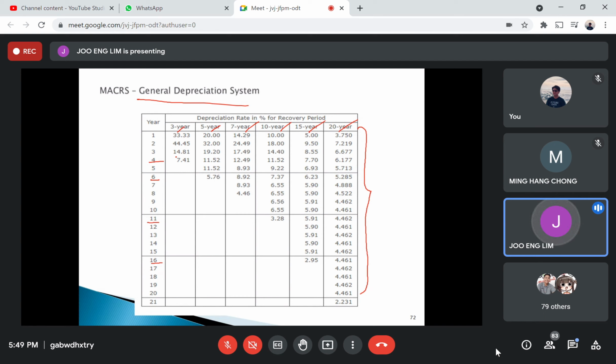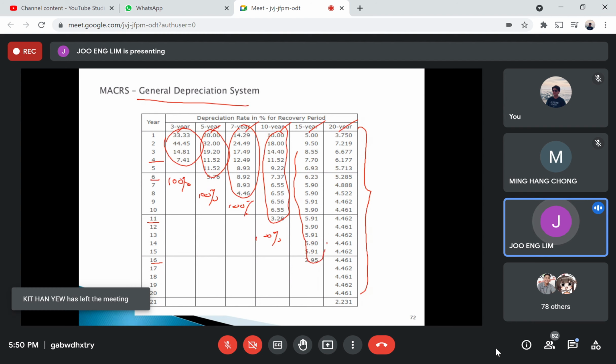Why for 3 years do we get 4 values? When you add up, this must be 100%, because it must be fully depreciated. The salvage value is considered 0, right? So once everything is added, it must be fully depreciated. That's why all these percentages, when you calculate until the end, come to 100%. So in that sense, you don't look at the end. You just pick whether you want to choose this or this.